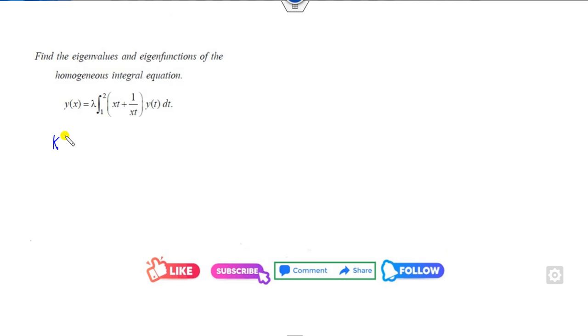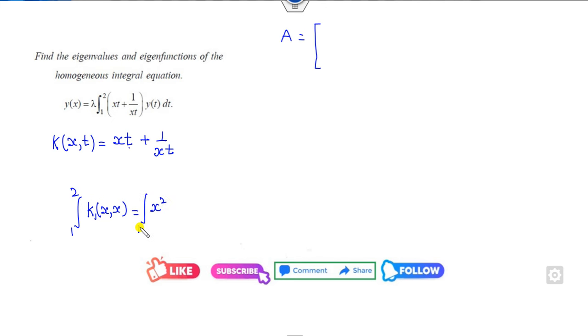Okay, this one again is type 2, which is kt plus 1 over k here. So this is type 2. I can find the matrix here. What is k x comma x with k1 from 1 to 2? That is x square. Integration of x square from 1 to 2 is 8 minus 1 over 3, which is 7 over 3.